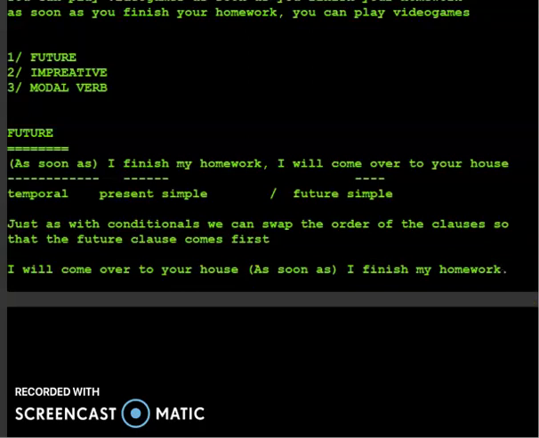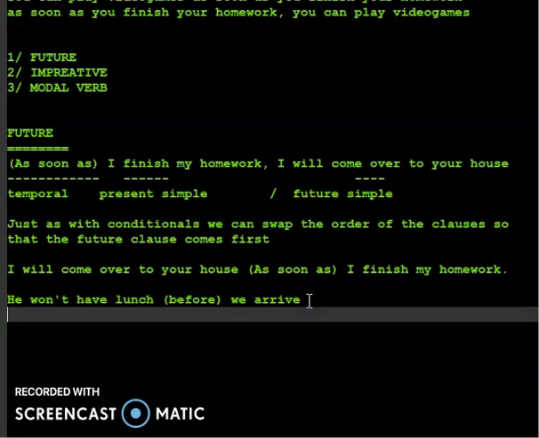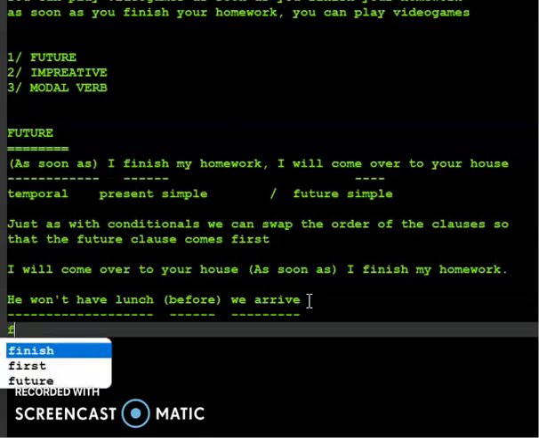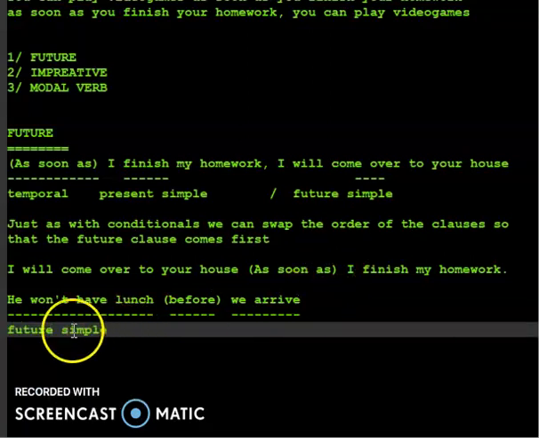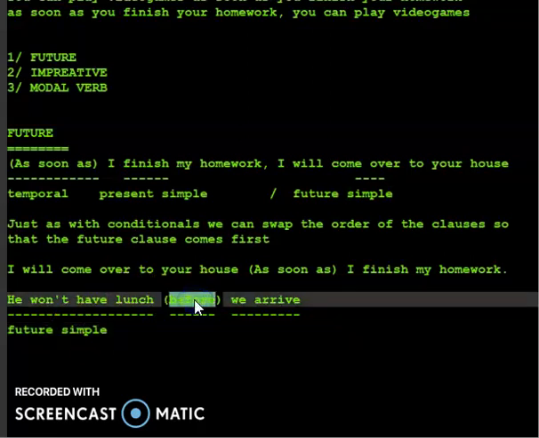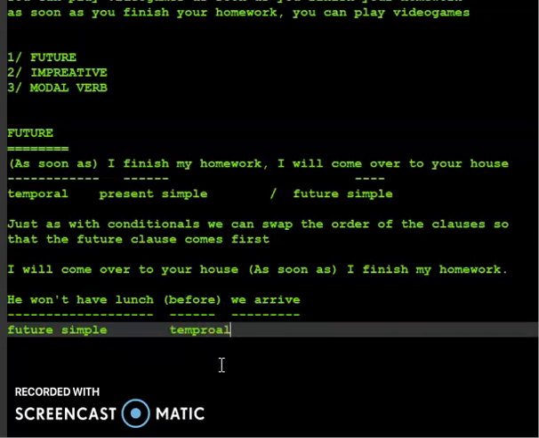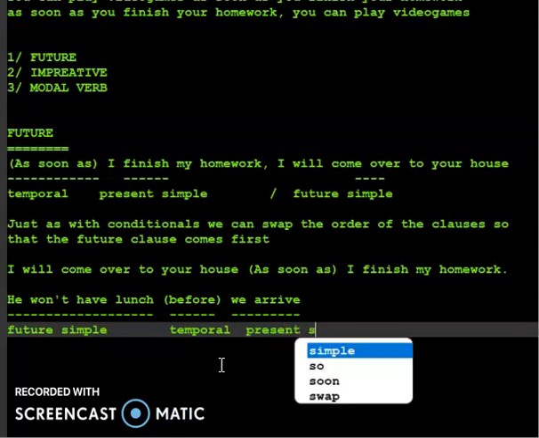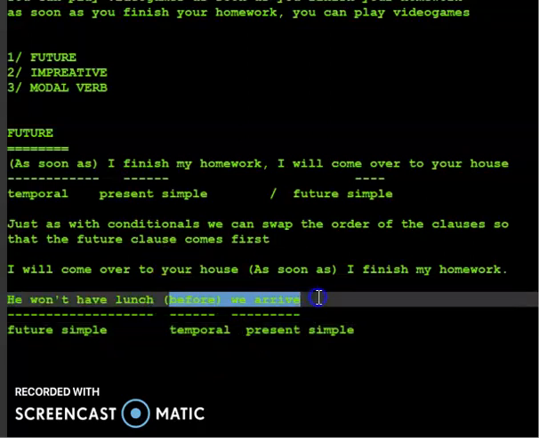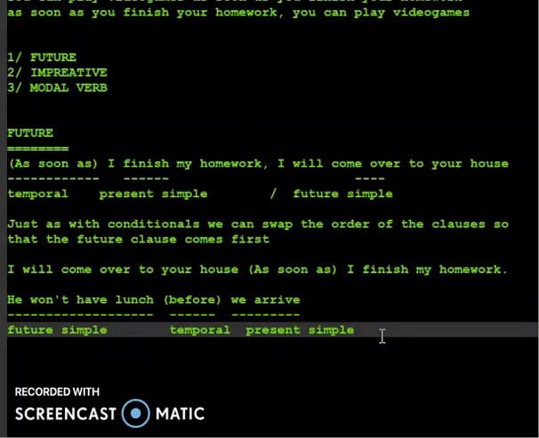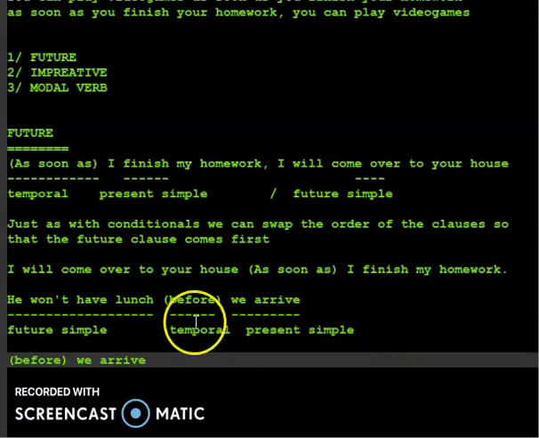Let's look at another example. Again, swapped around, so we've got the temporal in the middle. In this case, we've got future simple. In fact, it doesn't need to be future simple, it can be any future. But the point is to predict what will happen at this time using this temporal. So we've got future simple, we've got the temporal, and we've got present simple, which follows the temporal. So the temporal clause takes present simple following it. And if we swap them around, we have, before we arrive, he won't have lunch, though it sounds a little bit awkward that way round. Before we arrive, he won't have lunch.